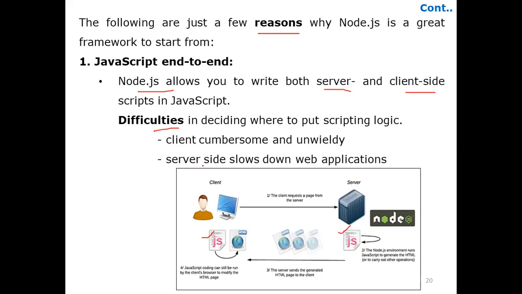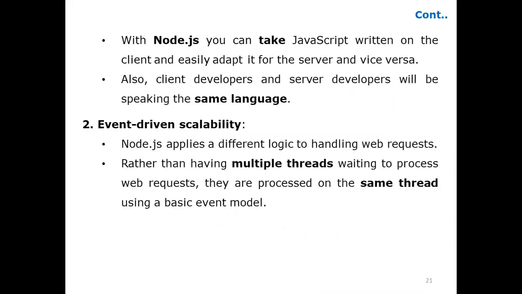Unwieldy is nothing but deciding where I need to keep this scripting logic. To be more secure, it's better to give the headache to the server itself. If you think the data at the client end is not sensitive, you can render at the client side itself. And coming to the server side, because Node.js supports both kinds of scripting, there is a little bit of slowdown compared with other scripting languages.